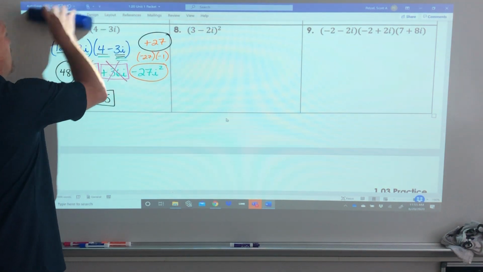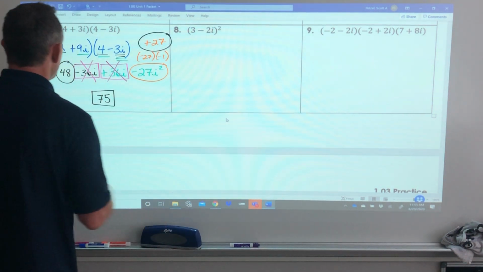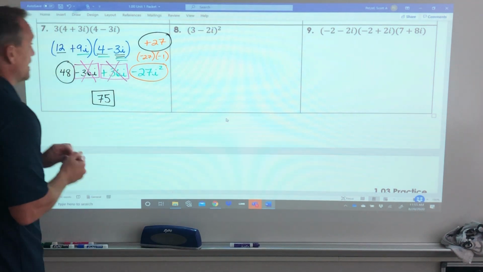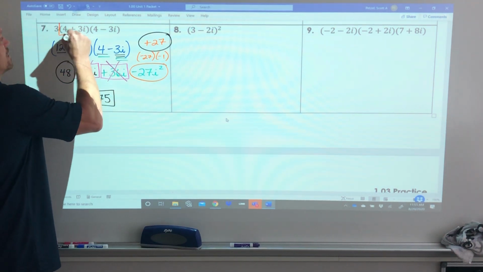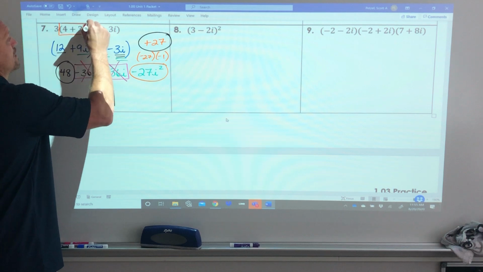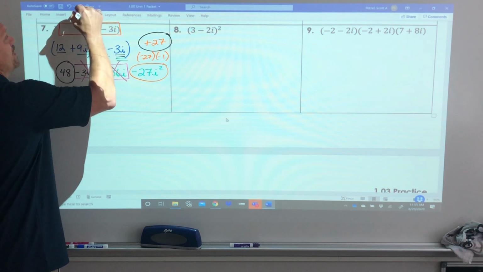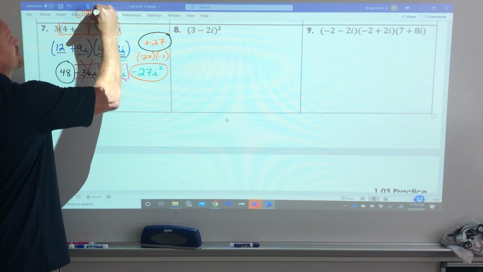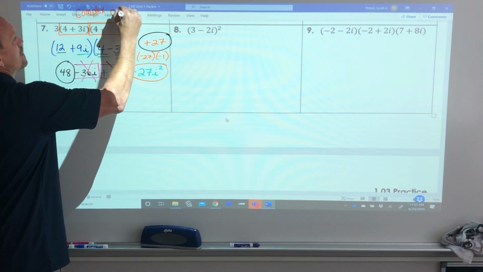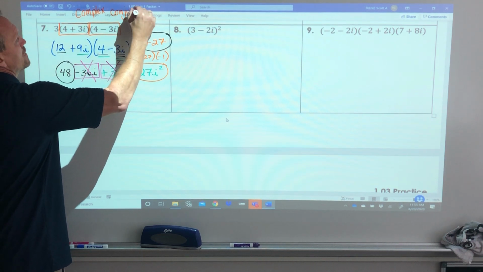And the reason why, as I'm about to show you, these things here, and I didn't want to say it just yet, are what we call complex conjugates.